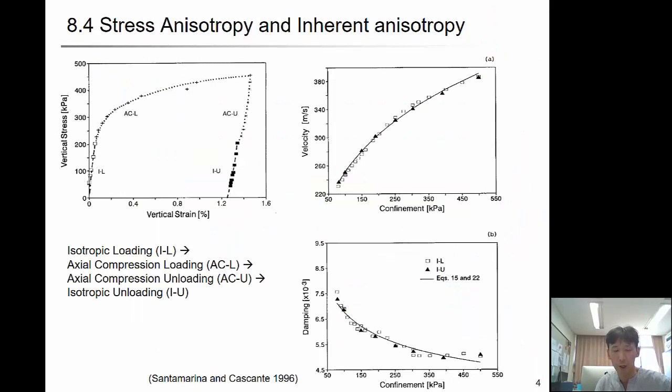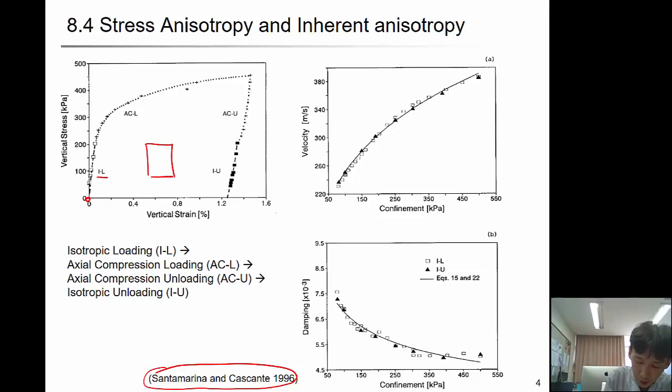So how does the wave velocity change with the stress anisotropy? Let's look at this figure, which is the result from a paper by Casagrande and Santa Marina. This is the start. There is an isotropic loading. Initially, the specimen was loaded uniformly by sigma naught, so it increases like this, and then from here, marked at the square. Then what happened?